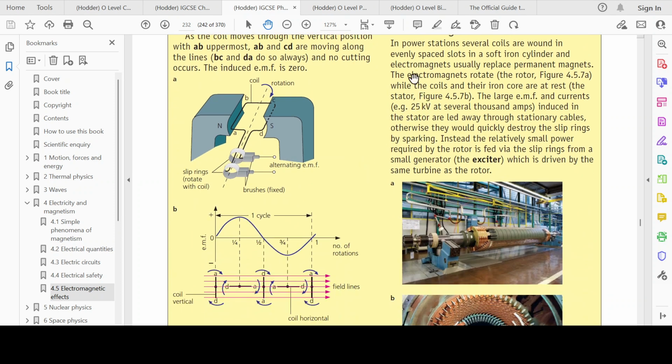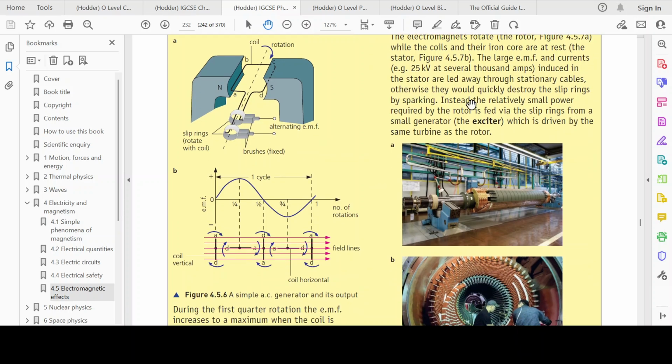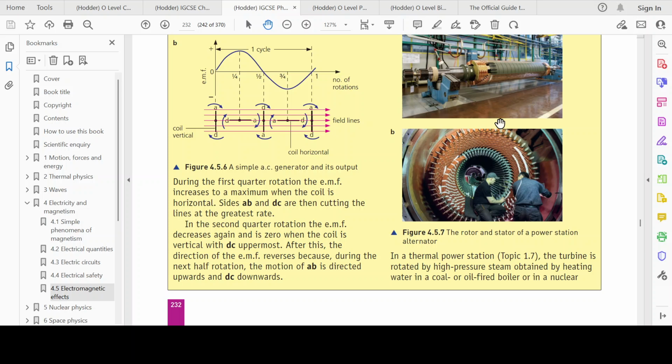It's interesting because they're using electricity to make an electromagnet out of the iron that is rotating around the core, around the coils. The large EMF and currents, which can go up to 25 kilowatt at several thousand amperes, induced in the stator are led through the stationary cables. Otherwise, they would quickly destroy the slip rings. So the electricity that's being generated is siphoned away. Instead, the relatively small power required by the rotor is fed via the slip rings from a small generator, which is driven by the same turbine.